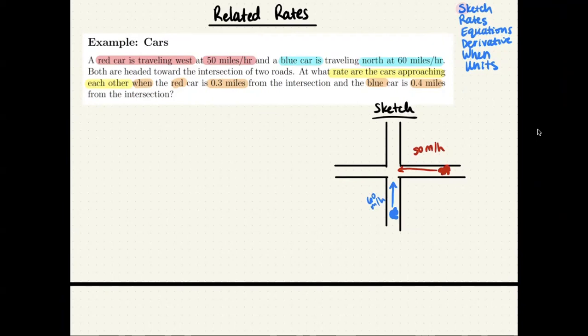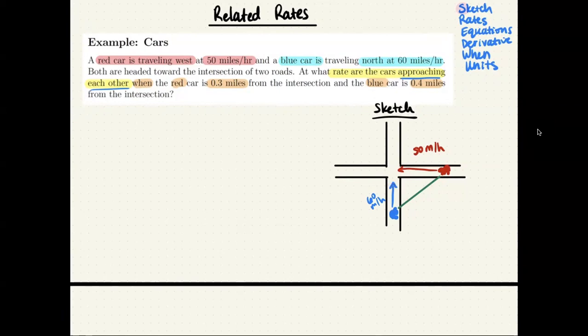And we want to know at what rate the cars are approaching each other. Now, I view this approaching each other as the distance between the two cars. They're both getting closer to each other this way and closer this way. So this distance here is getting smaller. Okay. So that's my little picture. It gives me a little more clue about what's going on here.